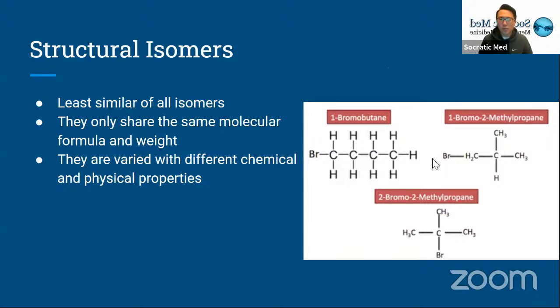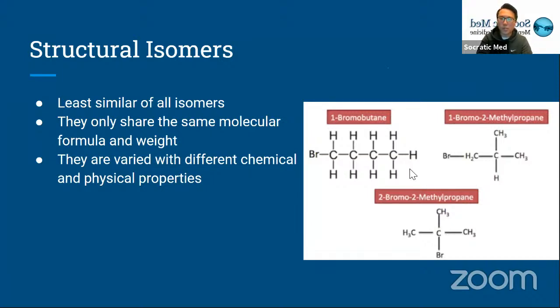The first isomer I'm going to go over is structural isomers. These are the least similar of all isomers. They only share the same molecular formula and weight, so they have the same chemical composition, but they have different chemical and physical properties. When writing their formula, they'll look the same and have the same molecular weight, but when drawing them out or writing their IUPAC name, they'll have major differences.